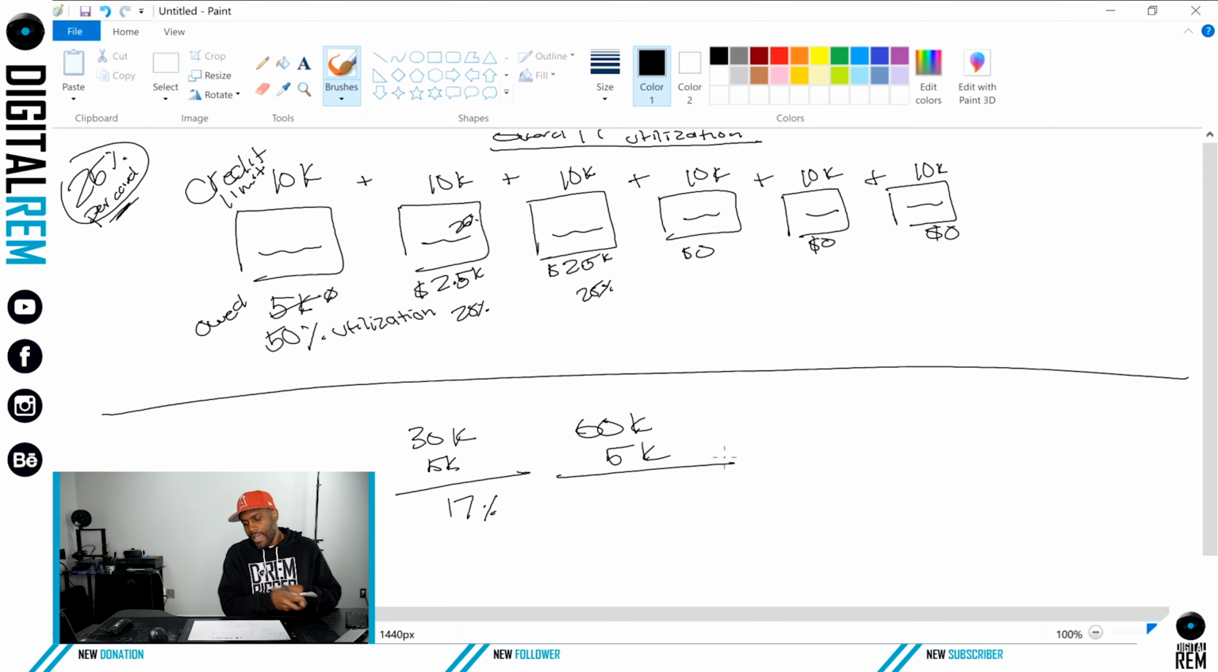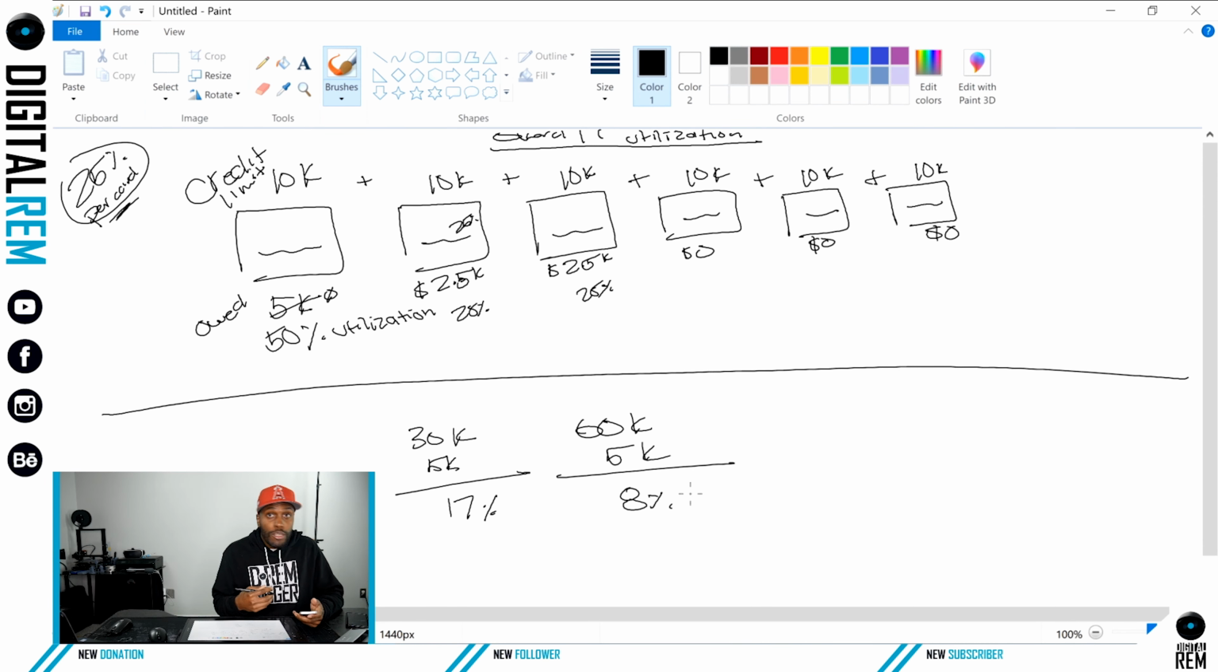So we'll do the math on that. I wish you wouldn't lock me out of the screen so quick. So 5 divided by 60 equals 0.083. So move the decimal point over 2 places. That's 8%. So now you're at 8%. You're below the 10% utilization.